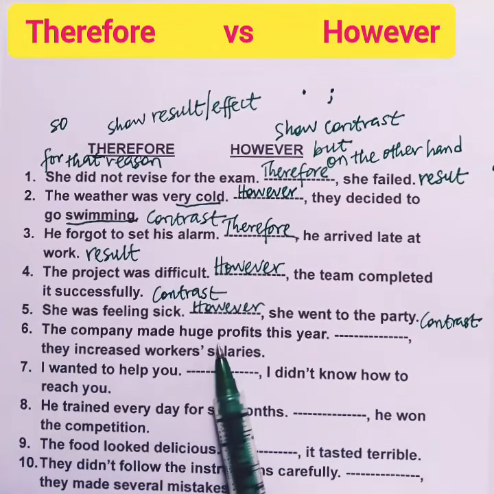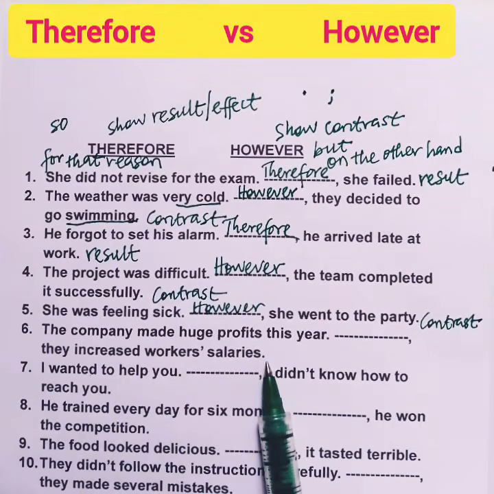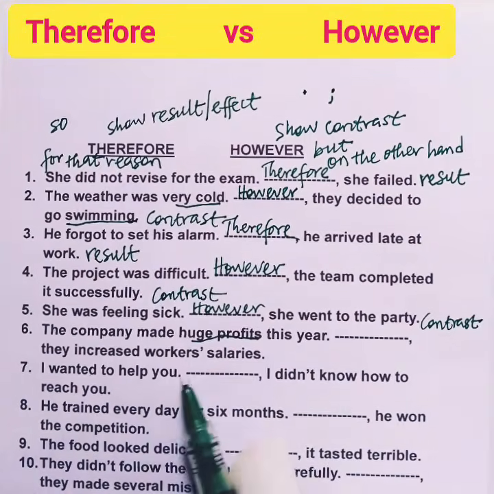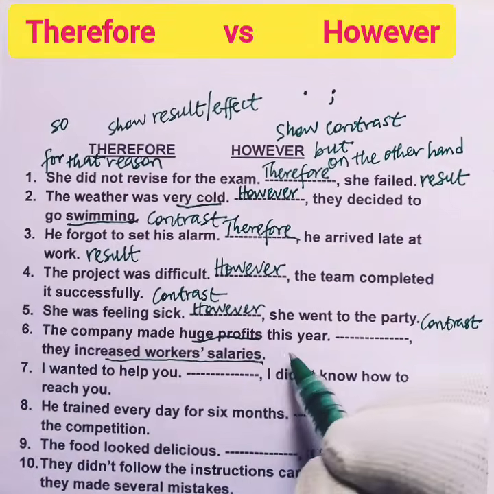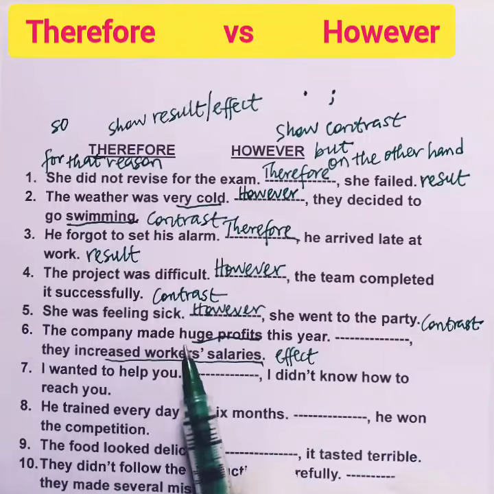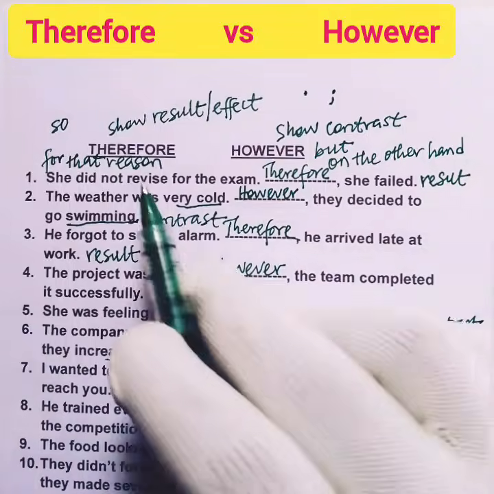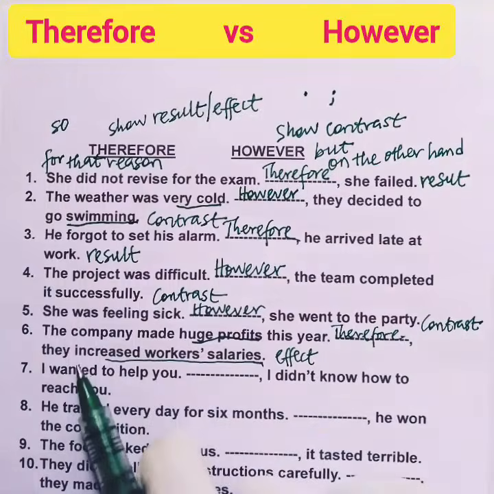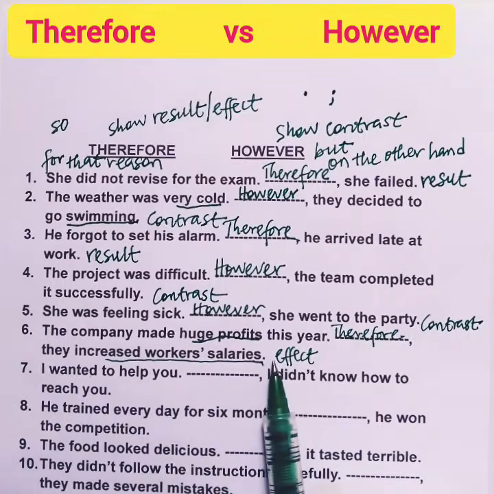6. The company made huge profits this year. Blank, they increased workers' salaries. Here we have huge profits in the first sentence, and the second sentence talks about increasing workers' salaries. So this is the effect or the result of the first sentence. Because of huge profit, there was increment of salary. So the right word to use is therefore. The company made huge profits this year. Therefore, they increased workers' salaries.